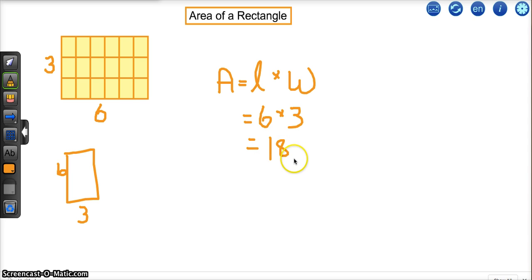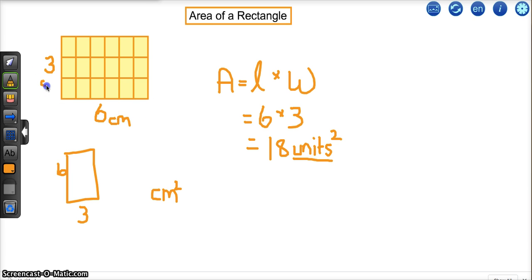Now we have to include something at the end of this, and this is what we call our units squared. And the squared is a little tiny 2 at the top. So if it was centimeters, we would do centimeters squared, or meters squared, or kilometers squared. And it's saying that it's not just one single line, because if it was a single line, like the outside of this rectangle, we could say 6 centimeters long.